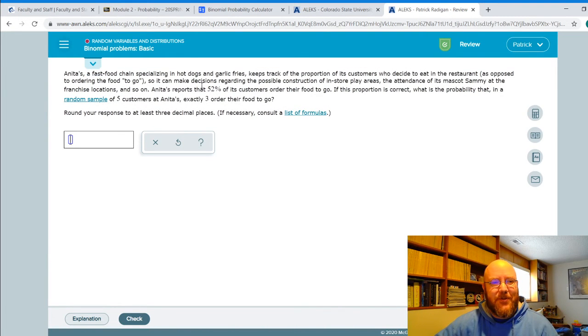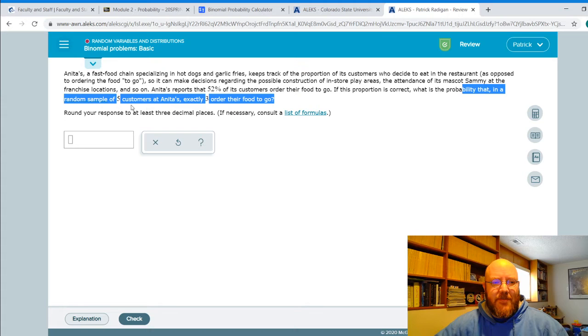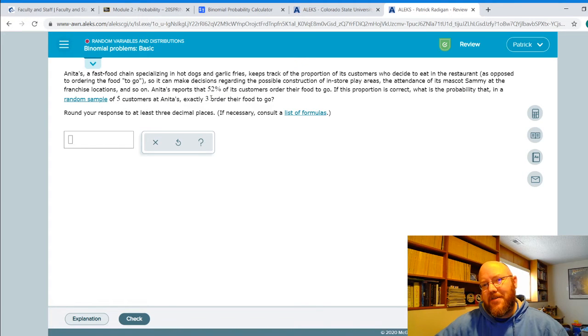a tool that's pretty cool. Let's see what we got here. A fast food chain specializing in hot dogs, French fries, and so on reports that 52% of customers order their food to go. Assuming the proportion is correct, what's the probability that in a random sample of 5, exactly 3 order to go? So this one would have a combination. It's 5 choose 3. Let's just use this guy here.